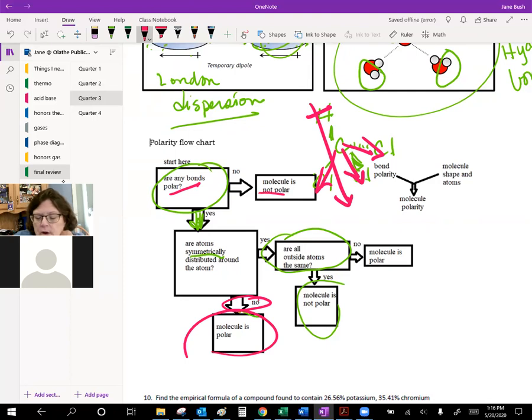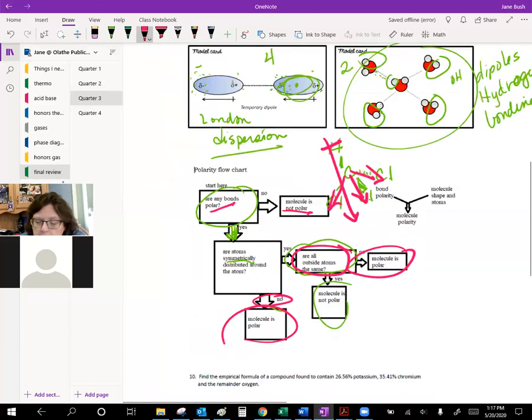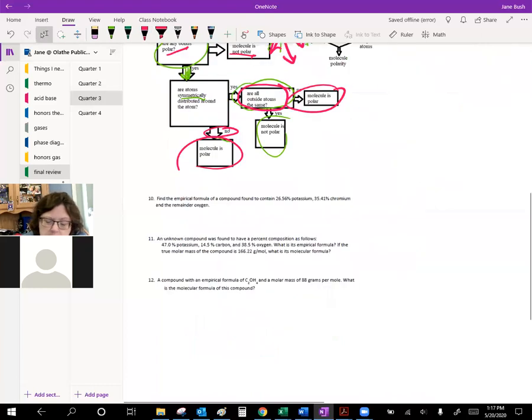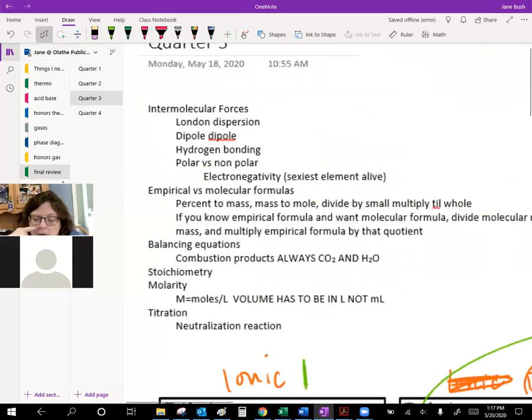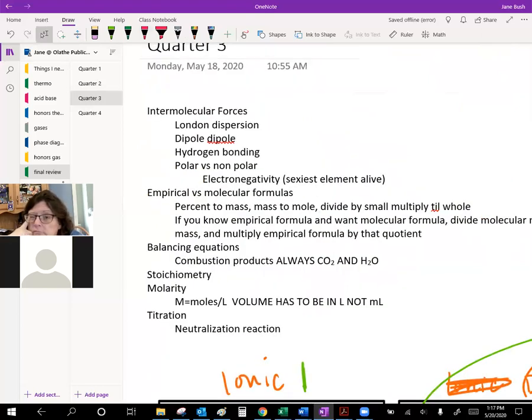If all the bonds in the molecule are nonpolar, the molecule is just going to be nonpolar. If you had a situation where you had atoms symmetrically distributed, but they're not all the same on the outside, we'd have a polar molecule. Okay? So hopefully that makes some sense. All right, so questions about London dispersion, dipole-dipole, hydrogen bonding? No, I'm good.